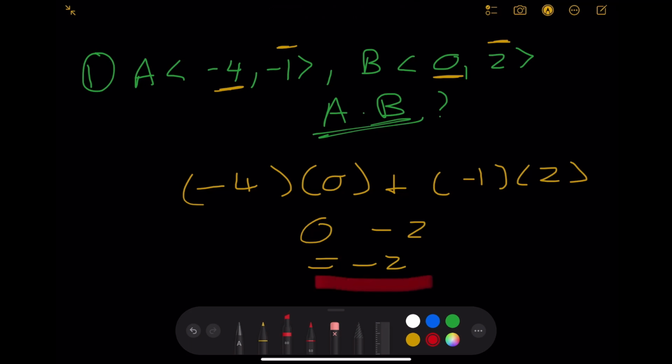What you'll note is that this -2 is just a scalar, right? It's not a vector. It doesn't have a direction. It's not split into components. It's just a number. It's just a scalar. Very important to take note of that.